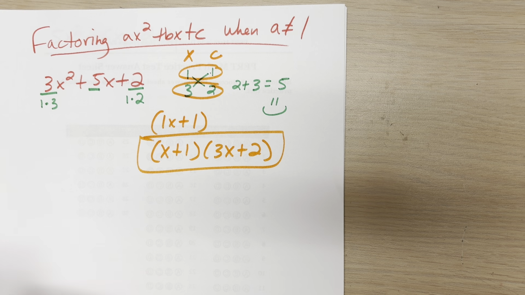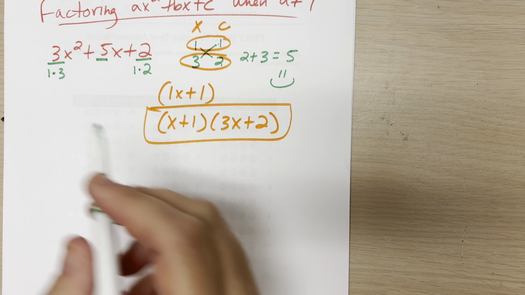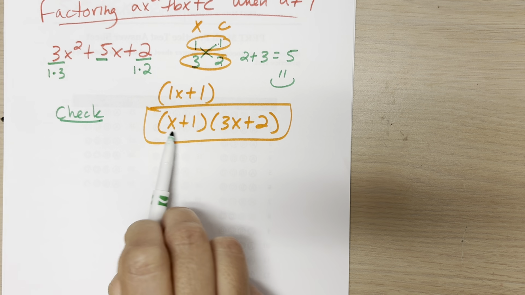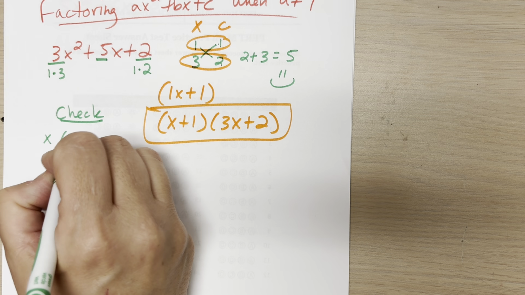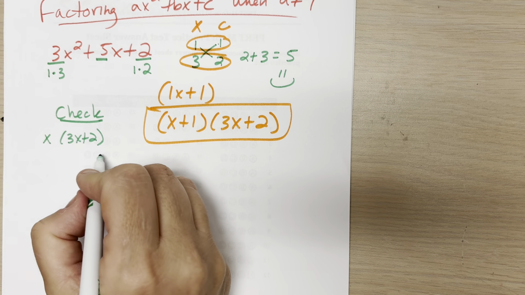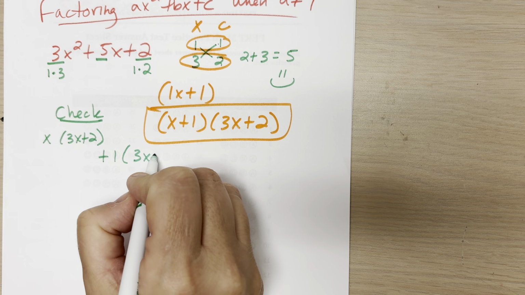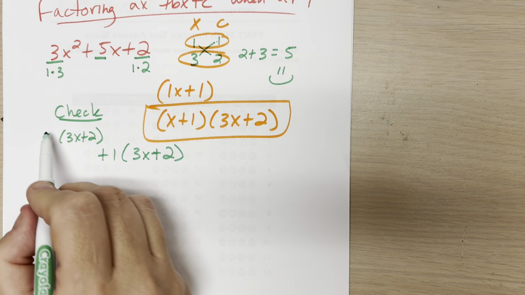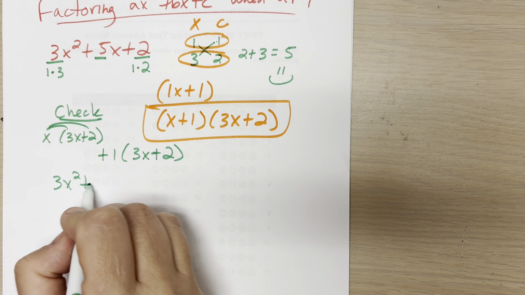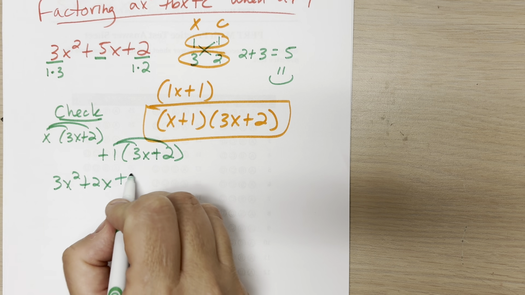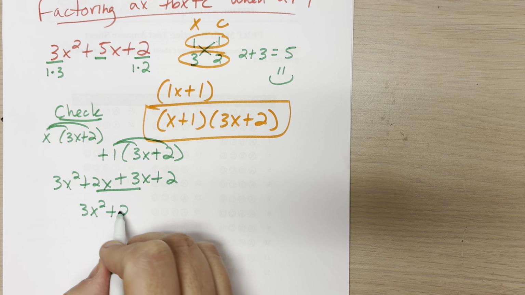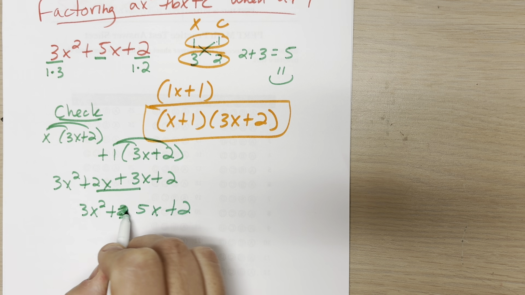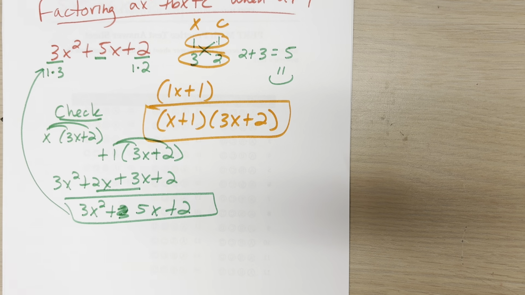Not too bad, right? Now, if you aren't sure, because this is your first time doing this, you can check by multiplying these out. So I can use distributive property to say x times 3x plus 2, and then positive 1 times 3x plus 2. We'll distribute in to get 3x squared plus 2x. Distribute in here to get 3x plus 2. Combine in the middle, 3x squared plus 5x plus 2, which is what we started with. So we did this one correctly. Hooray! Let's try another.